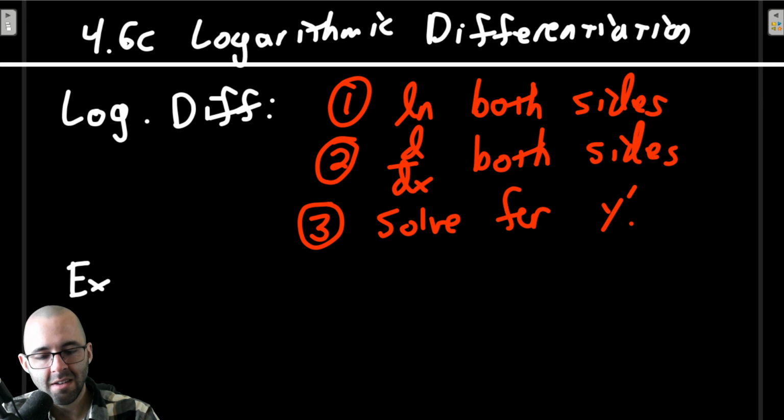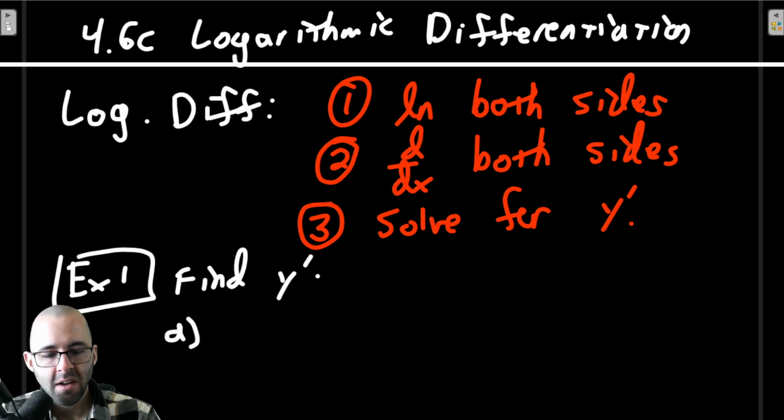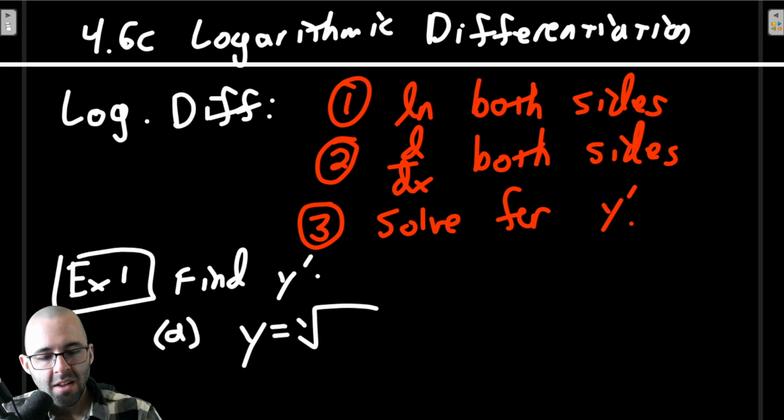Example 1. Find y prime. Part A. y equals the xth root of x.